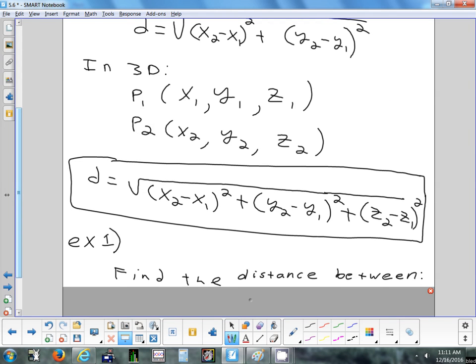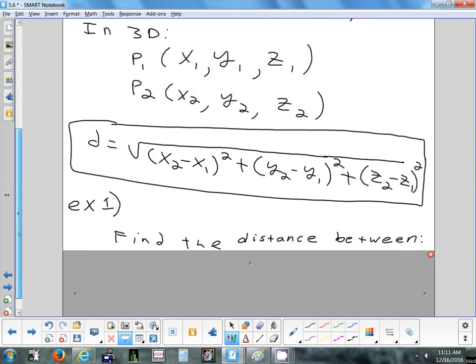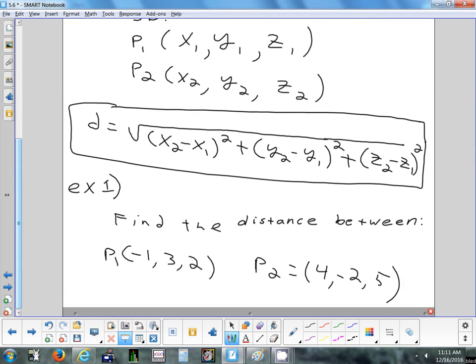So any questions on the distance formula in 3D? All right, let's try it. I want to find the distance between those 2 points. P1 has coordinates -1, 3, 2, and P2 has coordinates 4, -2, 5.